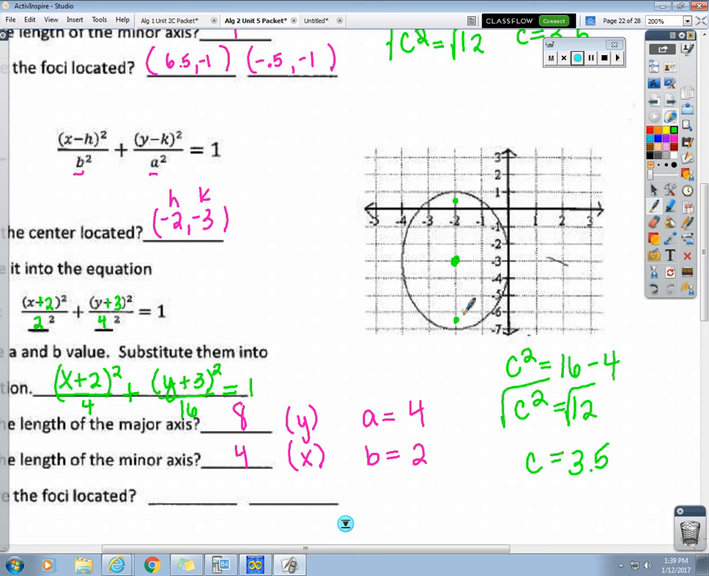So now that you've plotted them, you just have to write the coordinates. This point is left 2 and then up 0.5, right? So its coordinates are negative 2, 0.5. This focus point is also left 2, so negative 2, but then you have to go down how many units to get to it? 6.5, so negative 6.5.